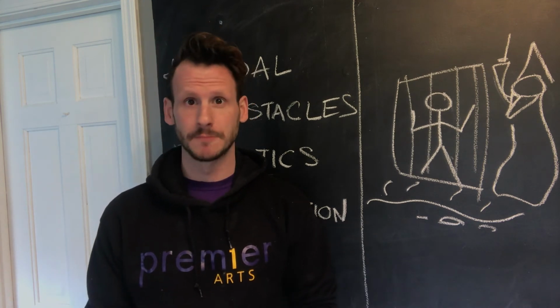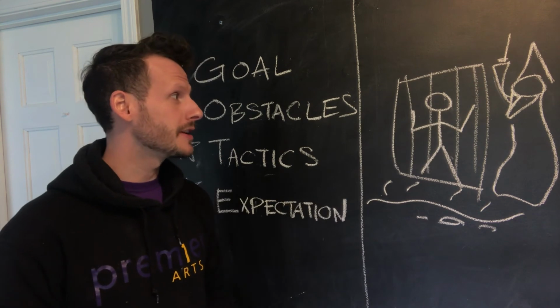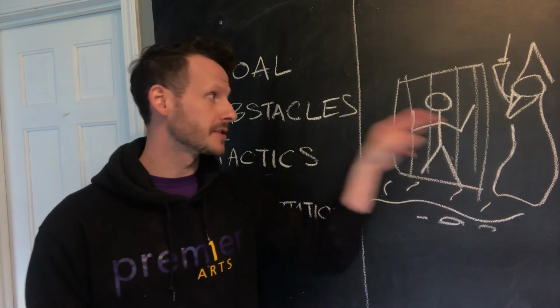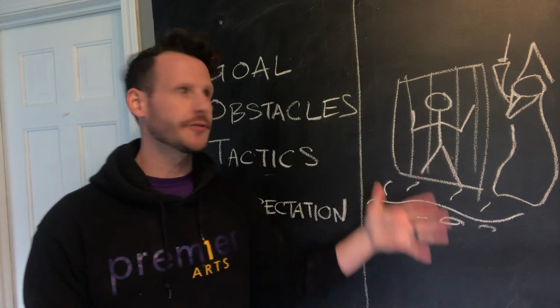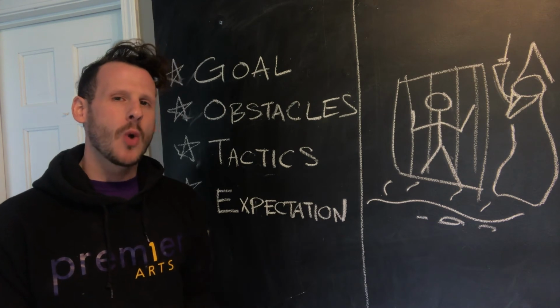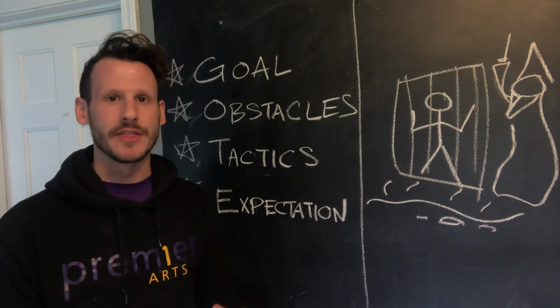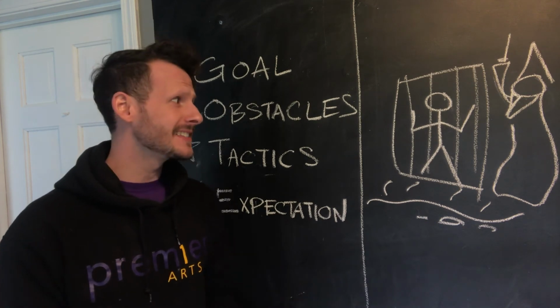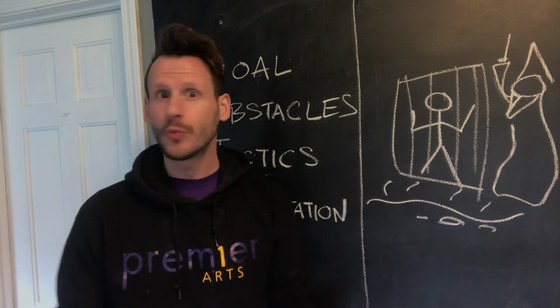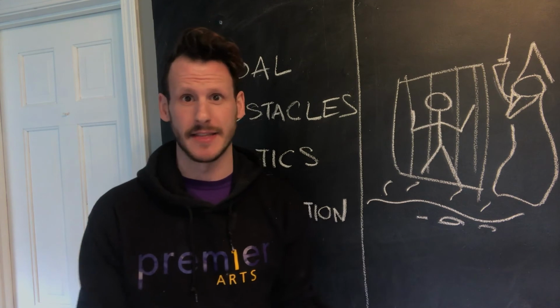So our character here, his goal is he wants out of that prison cell. He's got a number of obstacles in his way. He could try a number of different tactics to get out, but the expectation is really going to be what's driving him to want out in the first place. Maybe he's got medicine in his pocket and he's got a sick family at home, and the only way they're going to get better is if he gets the medicine there.